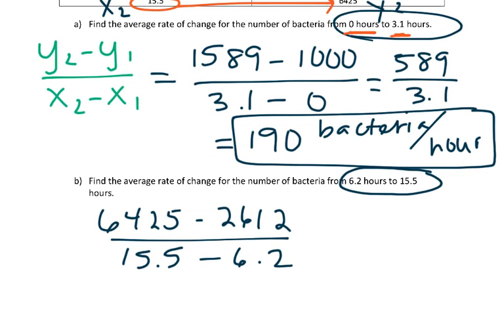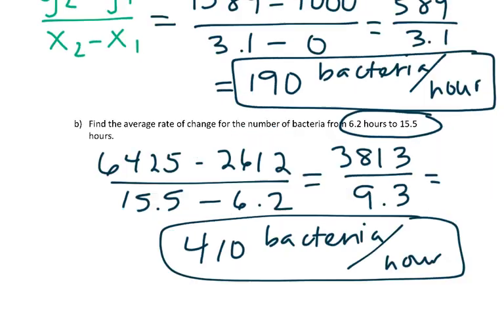At this point I encourage you to pause the video, simplify this, make sure you can simplify it well, and check back in a moment to see if you got the correct answer. Okay, welcome back. As you can see, this is my work. I simplified the top, so I got 3,813 in the numerator and 9.3 in the denominator. When I divided those out, I got 410 bacteria per hour. So that is the average rate of change for the number of bacteria from 6.2 hours to 15.5 hours.